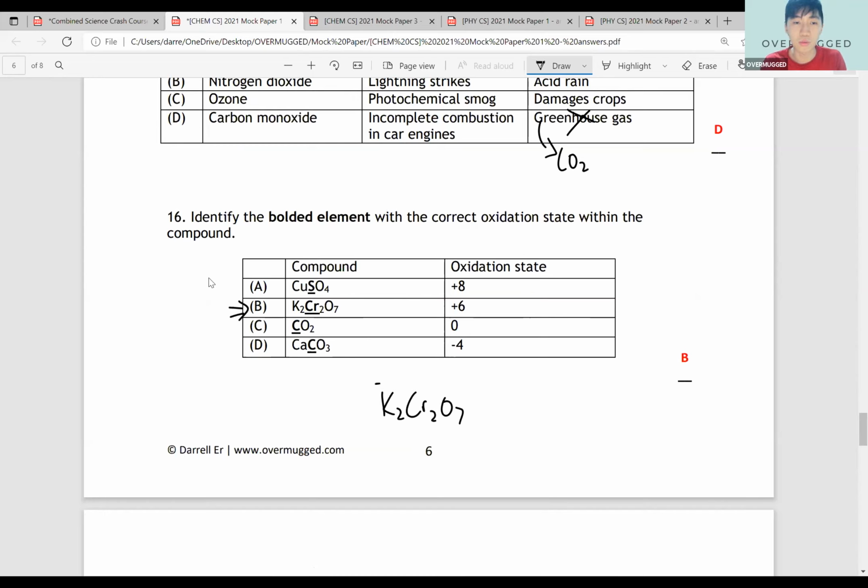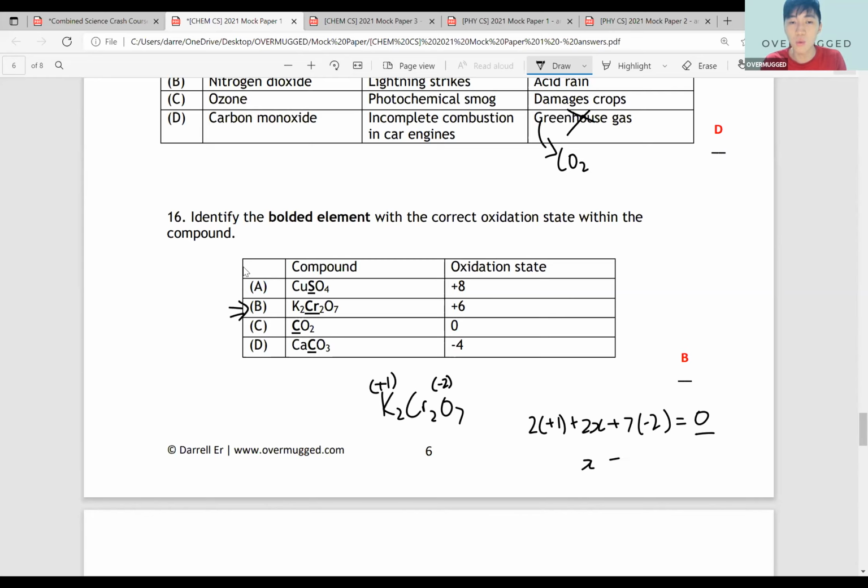K is in group 1, so it has a charge of plus 1. O is in group 6. It tends to gain 2 electrons to have a charge of minus 2. Since there is 2K, it will be 2 bracket plus 1. We do not know the oxidation state of Cr, so I'll just say plus 2X, where X is the oxidation state. O, there's 7 of it, so we plus 7 minus 2. Since it's a compound, the net charge is 0.